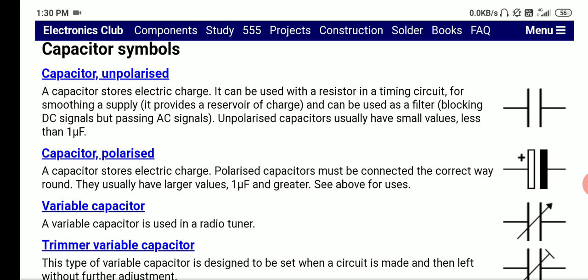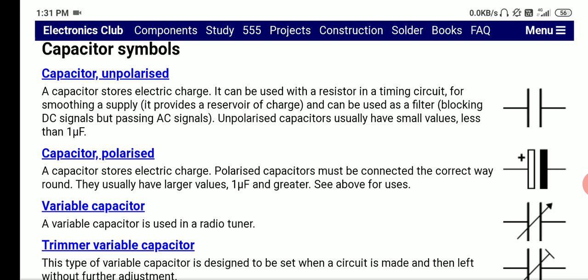Polarized capacitors are ones that have charge polarities. You cannot connect them either way. You have to check for the right polarity. If you put them in the wrong way, you'll get a blast. Not that high, but depending upon the capacitance value, you will get hurt. A capacitor stores electric charge. Same thing, you know it.